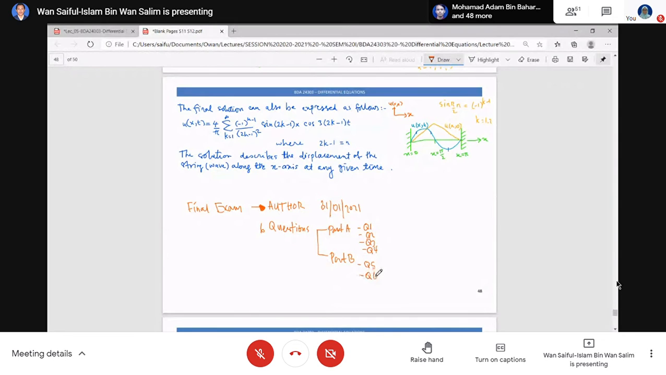Okay, so part B ni adalah Fourier series dengan partial differential equation. The rest is tajuk yang awal-awal. First order, second order, Laplace transform. Okay, a mixture of them. And then this first question, you have to answer 3 questions. Okay, select salah 3 daripada yang ni. And this one you have to answer all. Answer all questions.